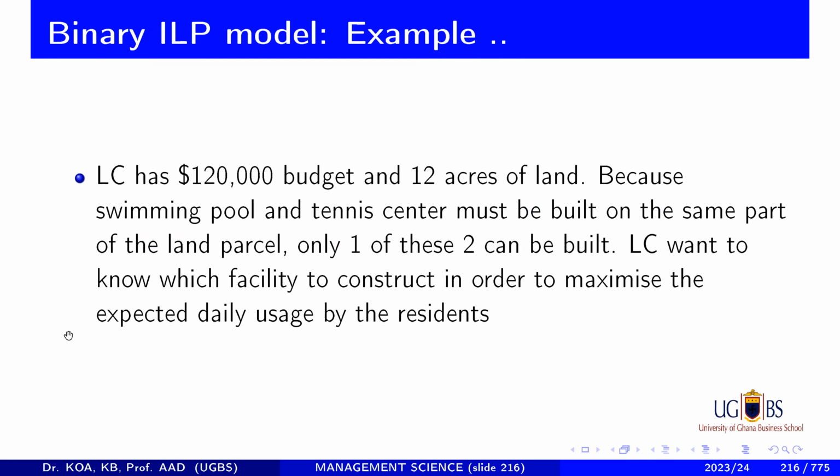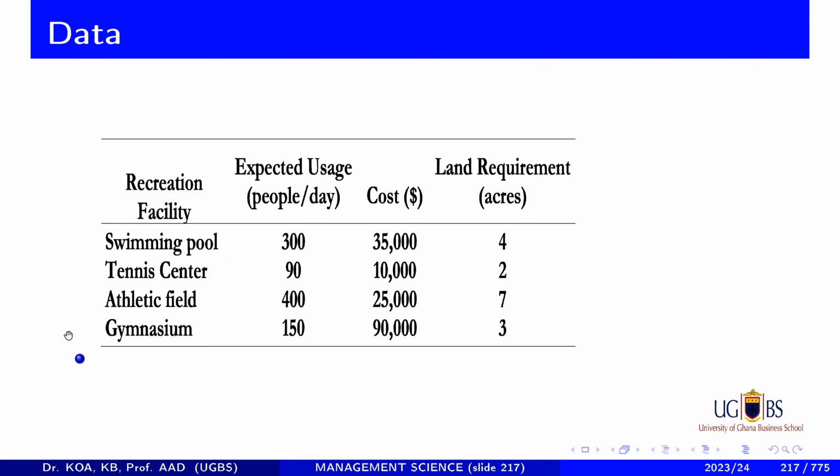LC has a $120,000 budget and 12 acres of land. Because the swimming pool and tennis center must be built on the same part of the land parcel, only one of these two can be built. LC wants to know which facility to construct in order to maximize the expected daily usage by the residents. Good. So this is the data that you have.